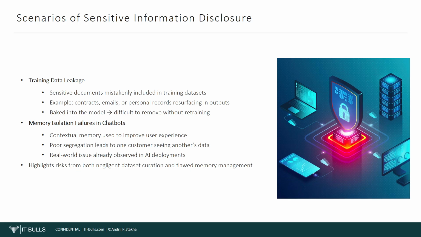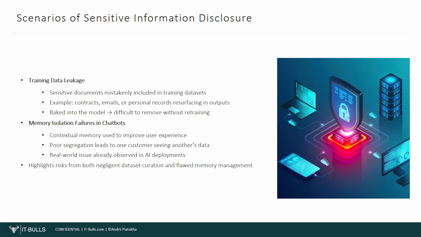Another important case to examine is data leakage through training data. This usually happens not because of a direct attack, but because of negligence in how training data sets are curated. Imagine a model trained on a mixture of internal company documents and public sources. If sensitive contracts, internal emails, or even personal records are mistakenly included in the training set, those details may resurface later when the model is queried.